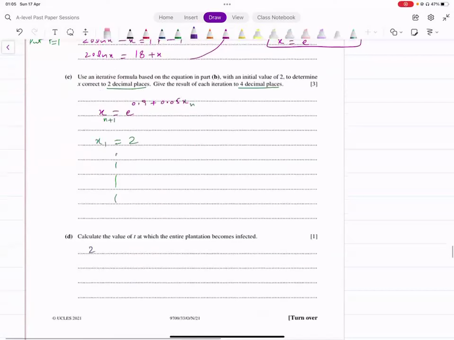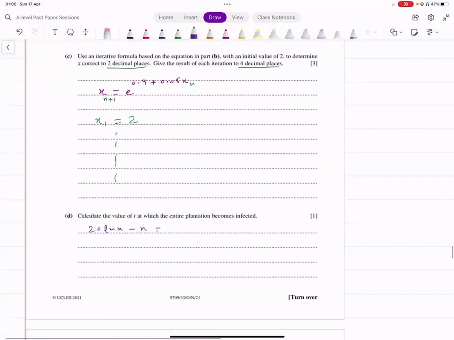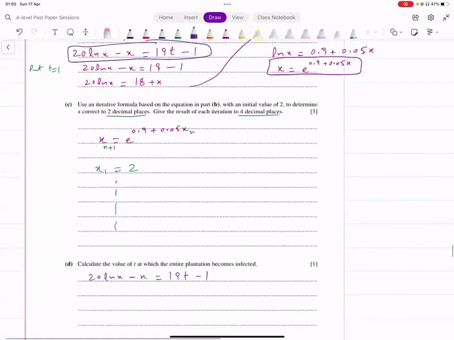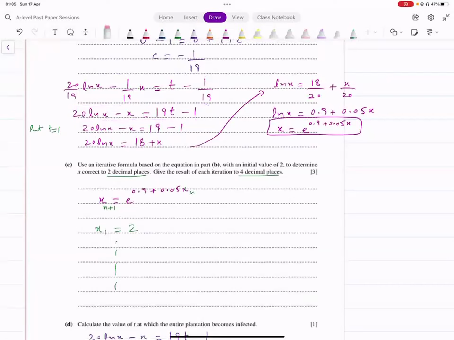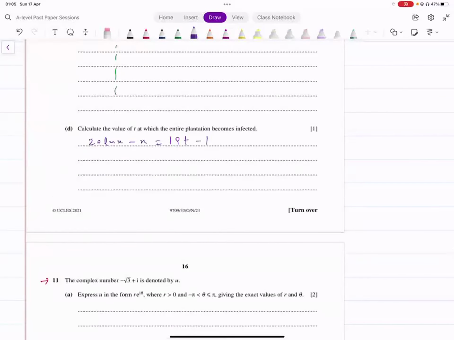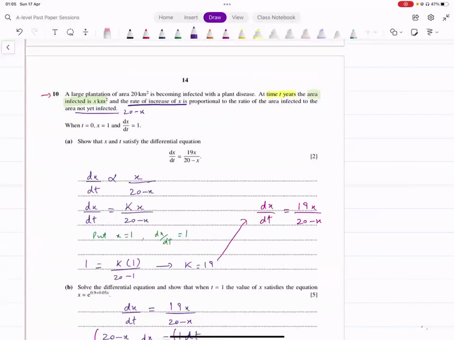This was 20 ln x minus x equals 19t minus 1. This was the relationship between x and t that we got. Okay, what does "entire plantation gets infected" mean? If you look at the question, how much total plantation do you have? It was 20 kilometers square.